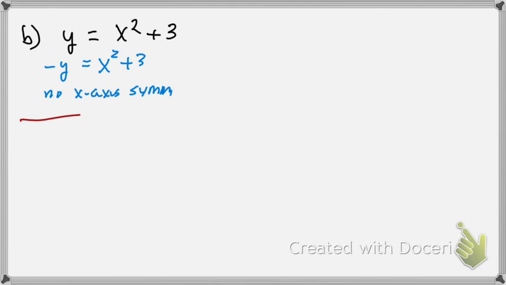Let's look at y-axis symmetry. I'll leave my y's alone. Change my x's to negative x. Negative x times negative x is x squared. That looks the same as what we started with, so I know that I've got what? Y-axis symmetry.